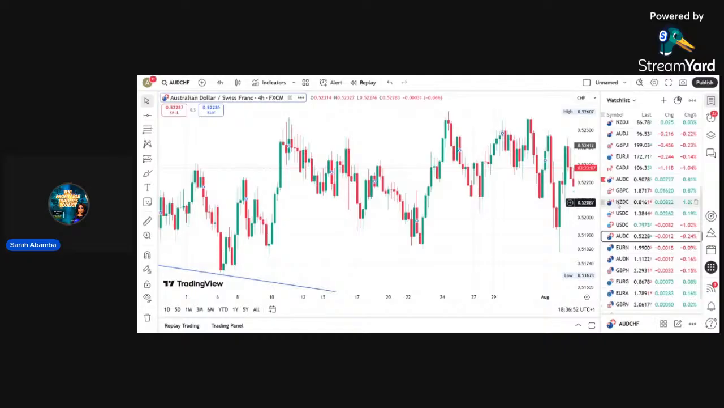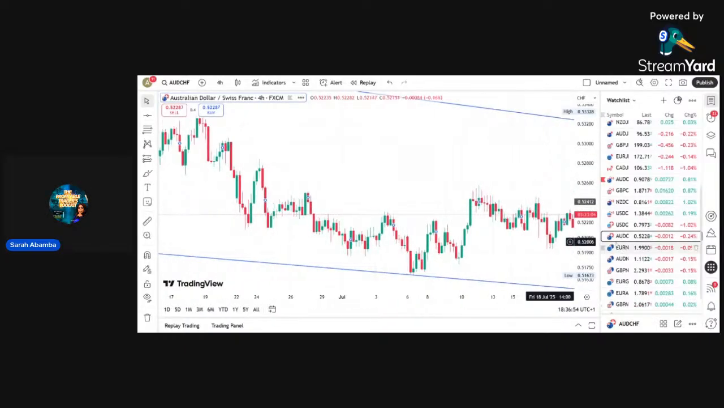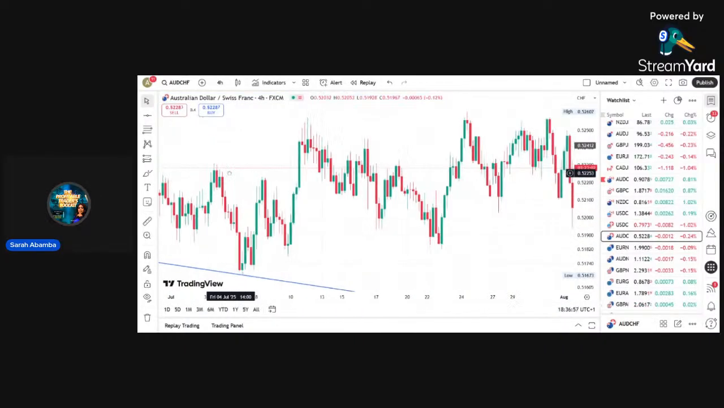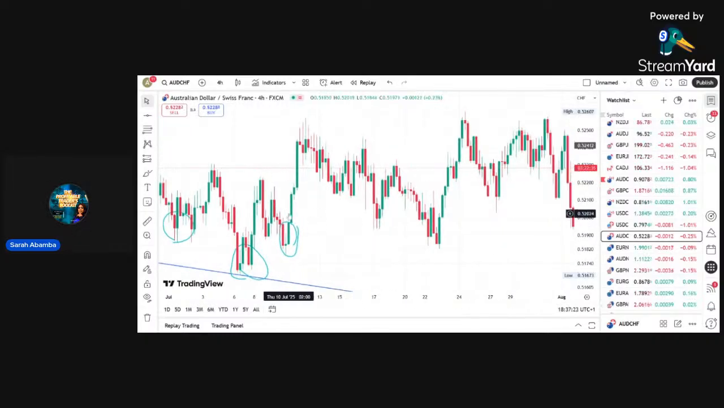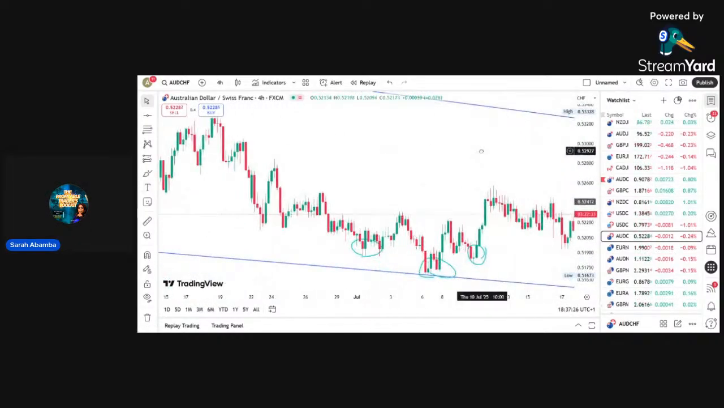So let's look for examples here. This one took a long time, but I just spotted this now. So you see the first shoulder, you see the head, and the second shoulder. And the market just went up from here. Market just went up. So you see how beautiful it is.